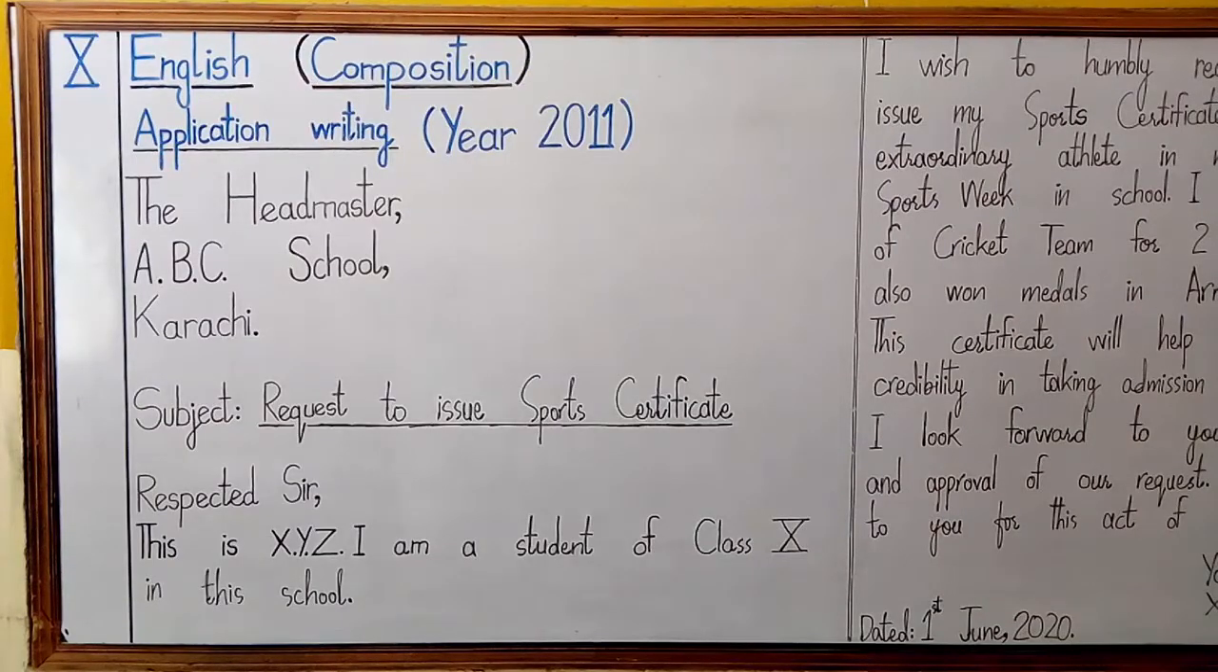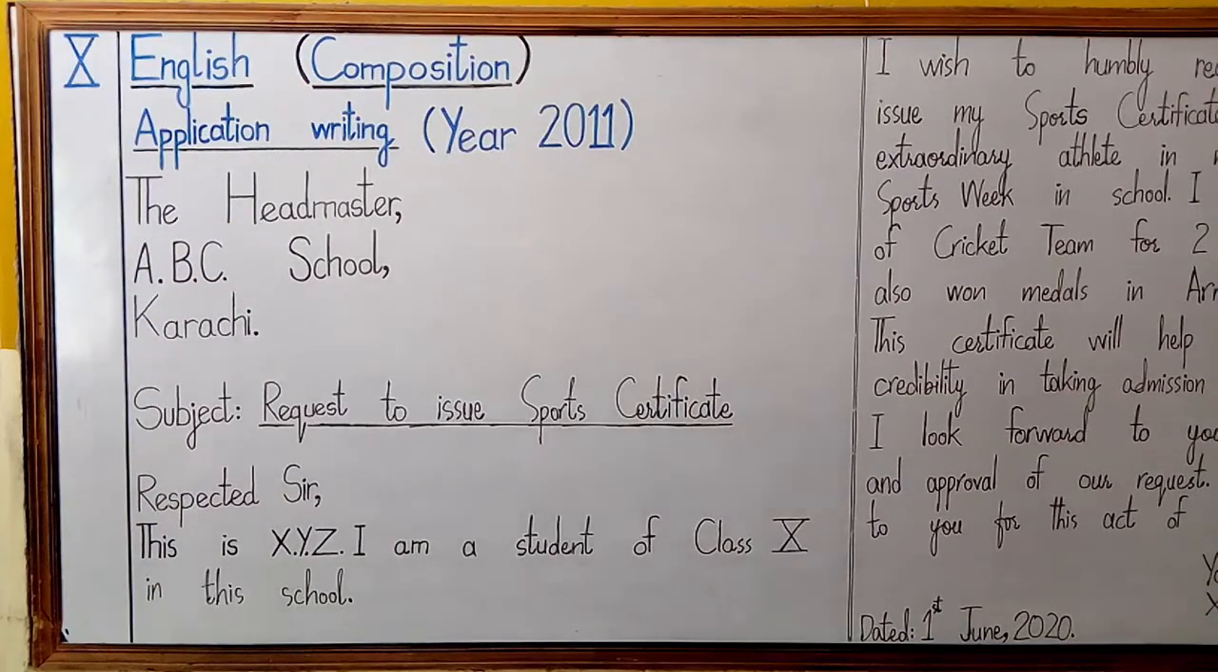Starting from the first part, which is the name of the recipients. You remember we have 10 parts in application. I will name them again for your review. Name of recipients, address of recipients, subject, salutation, introduction, body, closing, ending, name or signature, and in the end, dates. So this is the first part, the name of the recipient. You are addressing the headmaster, so you are writing the headmaster here.